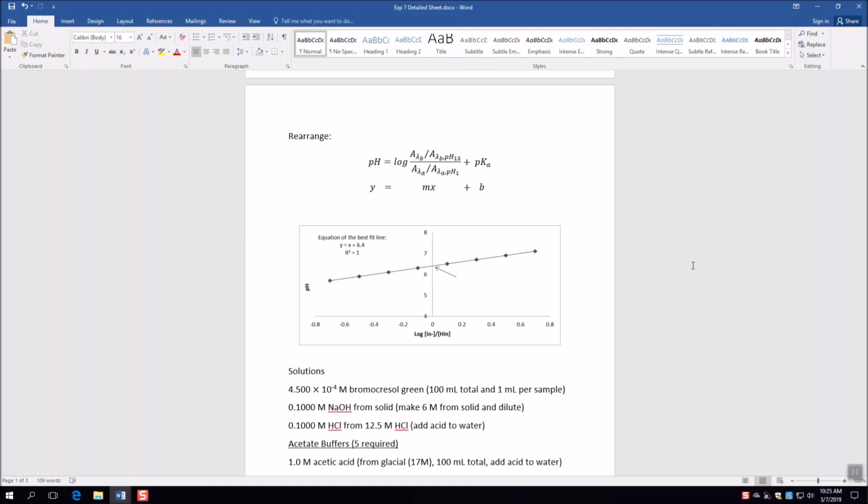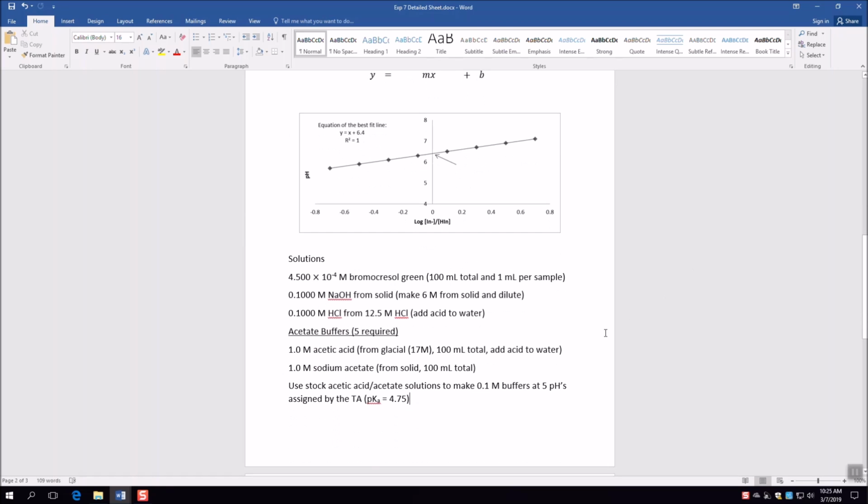Now, you have made solutions lots of times, so we are not going to spend a lot of time talking about making solutions, although we will do one example with the buffer once you already have the 1 molar acetic acid and the 1 molar sodium acetate. But you need 4.5 times 10 to the minus 4 bromocresol green. You need 100 milliliters of that, and you're going to use 1 milliliter of that in each sample that you measure the absorbance of. You need 0.1 molar NaOH from solid. We suggest you start from 6 molar solid and dilute. And you need 1 molar HCl from 12.5 molar. Make sure you're adding the acid to the water and not the water to the acid. Please have these figured out before you come. We are not going to go over this further in this video.